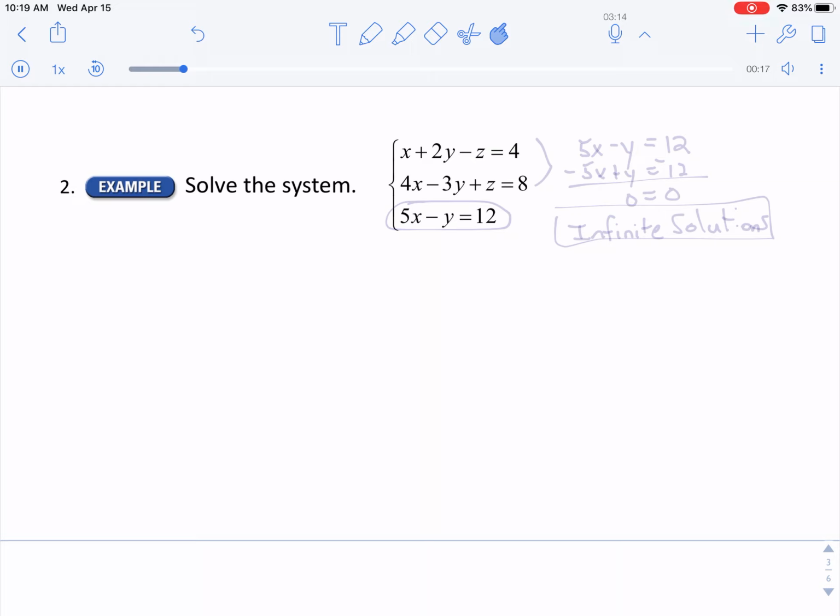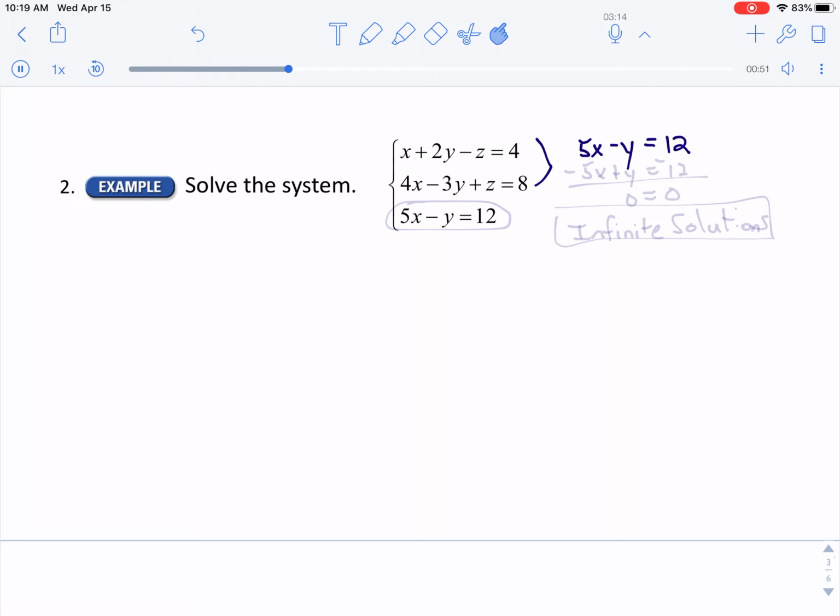So I'm going to pick the first and second equation because notice I can get rid of the z very quickly. So when I add those 2 together, I get 5x. So yeah, I'm going to add these 2 together. So I'm going to get 5x minus y equals 12. So the z is gone.